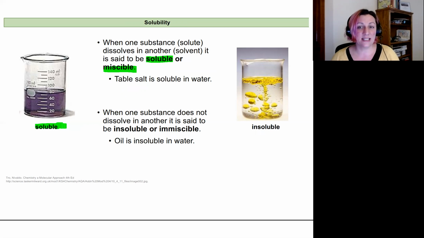Now, if a substance does not dissolve in another, we're going to call that insoluble or immiscible. And again, those words can be used interchangeably. The perfect example of this is oil and water. They're not soluble in one another, so they're insoluble. And you can see we have two liquids here, but they're very clearly not mixing. You can say, oh, there's that oil bit that's yellow, and there's that clear water bit over there, and they look different based on color in this case.